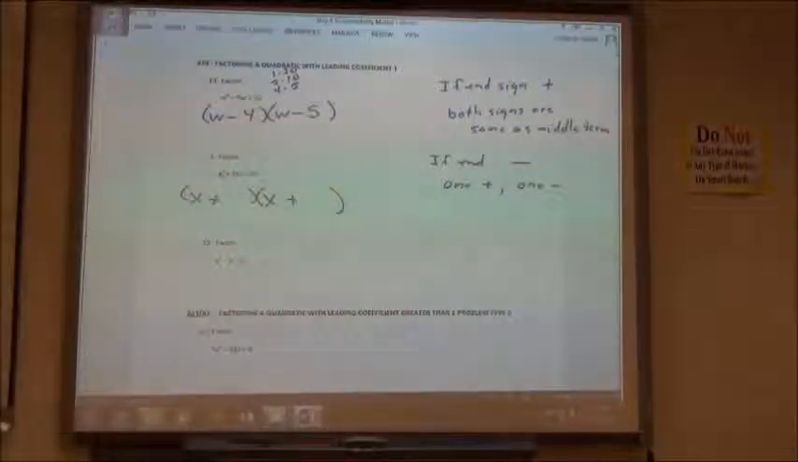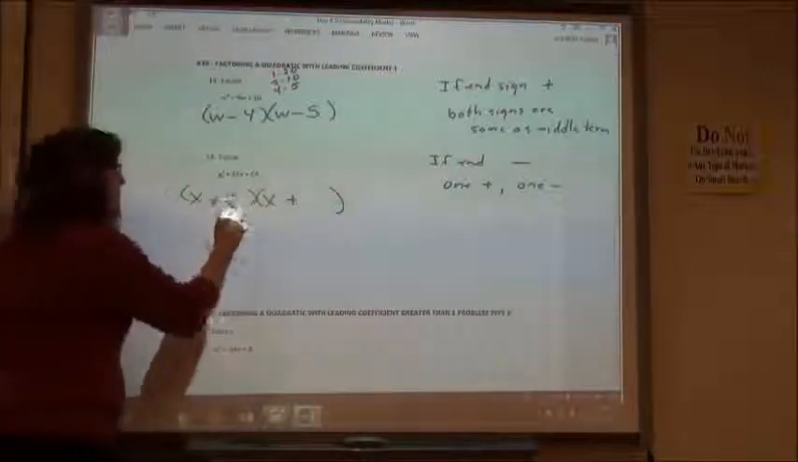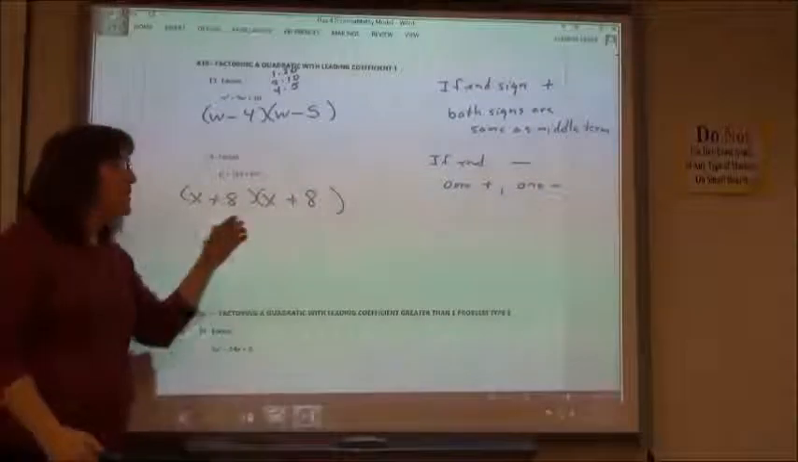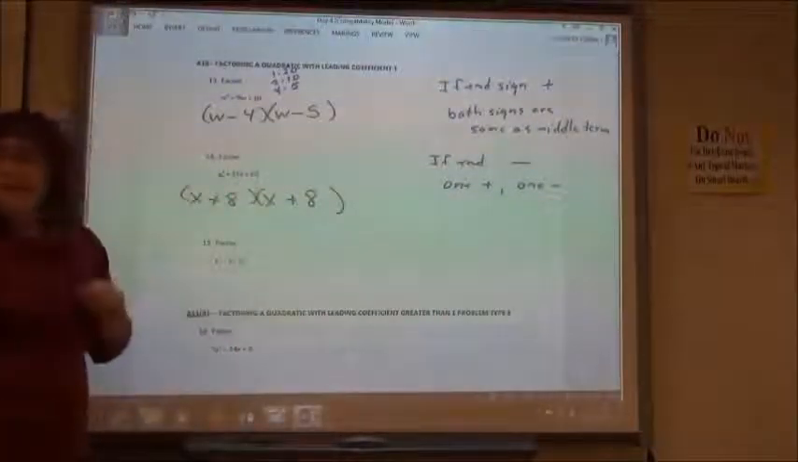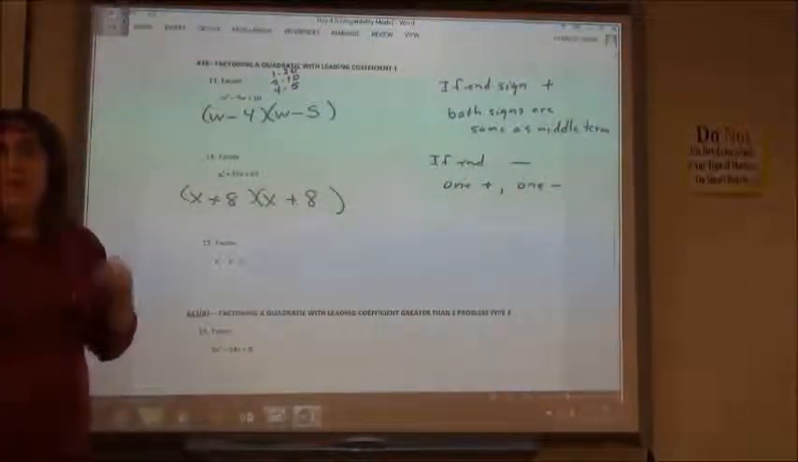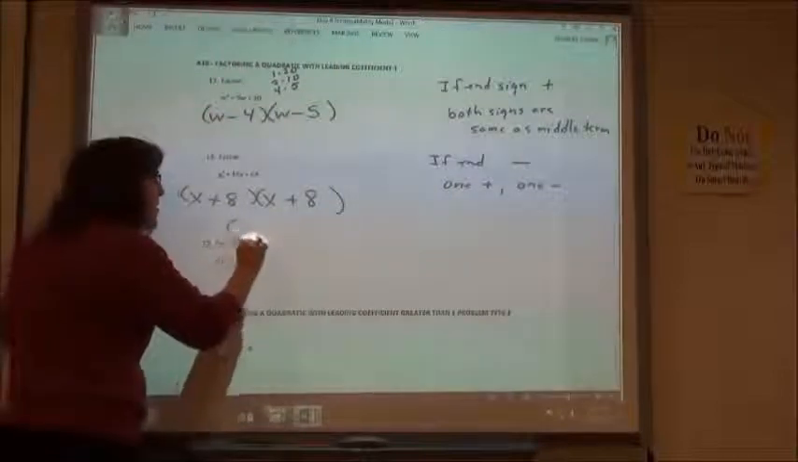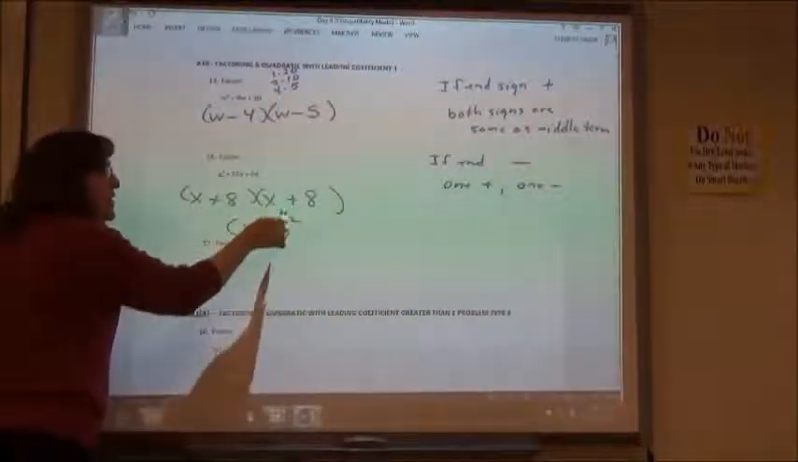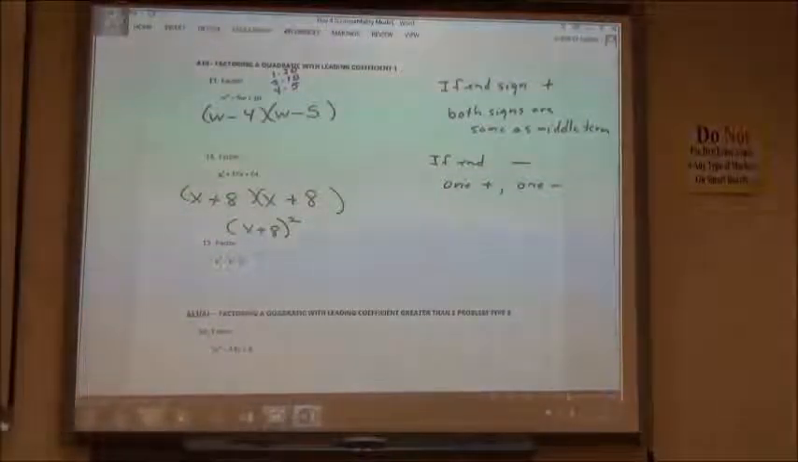I want the factors of 64 that add up to 16. So what pair of factors of 64 would add up to 16? 8 and 8, right? Now this one's a special case. When you get the same thing twice, you could enter it in like this, but it's going to say if you do, it's correct. However, the better way to enter it is to write it as a square, right? When I have something times itself, it means it's squared. So x plus 8 squared.